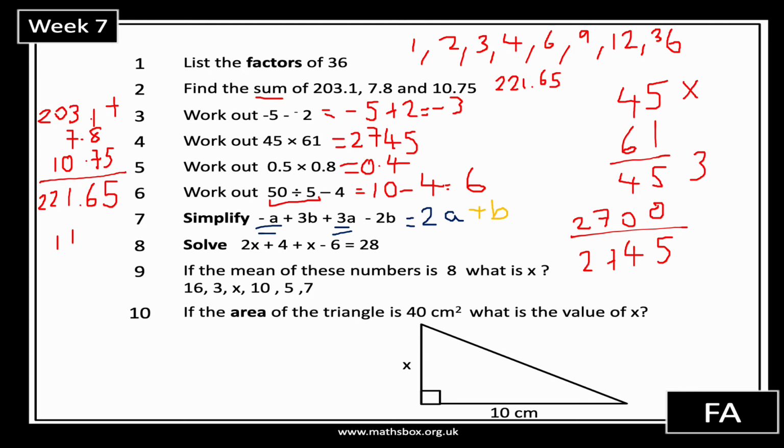Okay, this is question number 8, guys. Solve this equation. So collecting the like terms on the left hand side, I get 3x minus 2 is equal to 28, because 2x plus x is 3x, and 4 minus 6 is minus 2. 3x minus 2 is equal to 28. Adding 2 to both sides, I get 3x is equal to 30. Dividing both sides by 3, I get that x is equal to 10. Okay, so x is equal to 10.